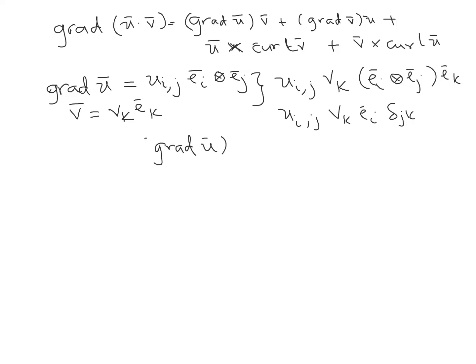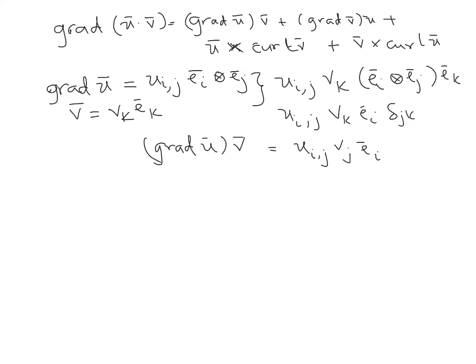you get your grad UV to be U_i,j V_j e_i. So that's the first term.